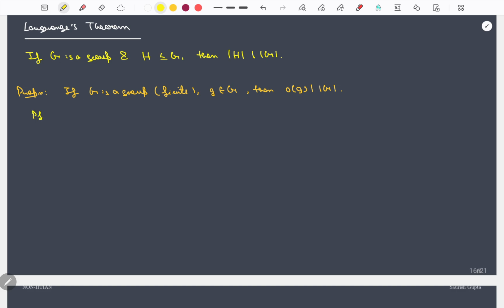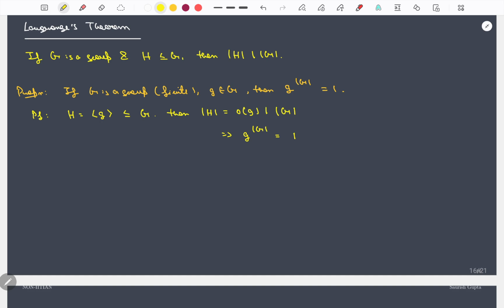And the proof is pretty simple, because I can take H to be the subgroup generated by g, which will obviously be a subgroup of G. But then, as we were seeing in the previous lecture, the order of H will be the order of g, which divides the order of G by Lagrange's theorem. But since the order of g divides this, this means that g to the power cardinality of G must be 1.